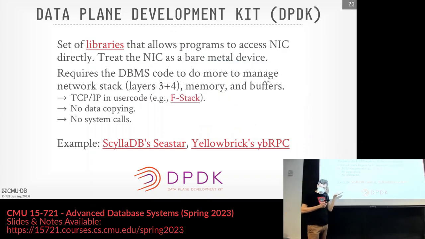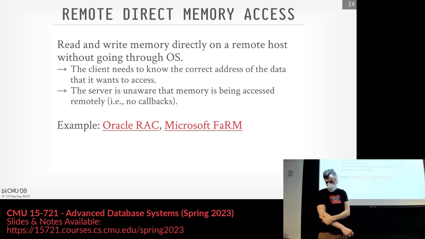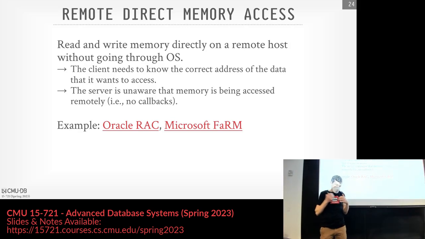All right, so this is not good. We can't use this. The next approach is RDMA, remote direct memory access. The idea here is that there's now an API that allows what I'll call the client, but it could be the server itself, to have one machine interact with the memory of another machine directly without going through the CPU, without going through the OS. So you can do reads and writes into the memory of another machine, right? And the server itself is unaware that you're doing these things.